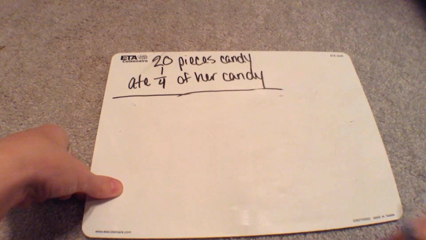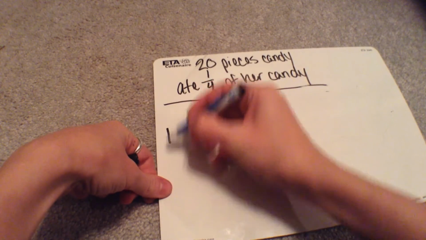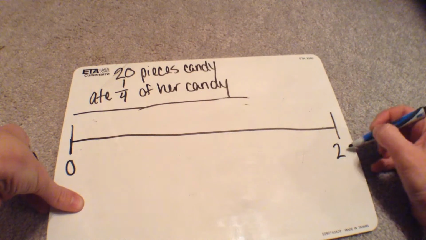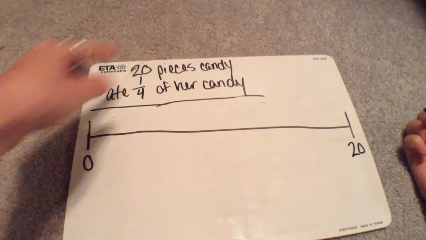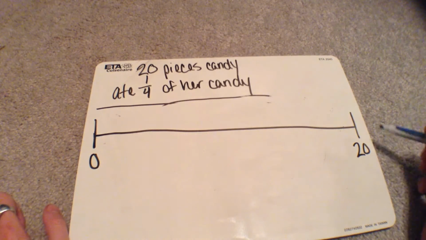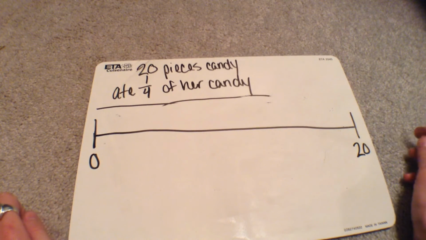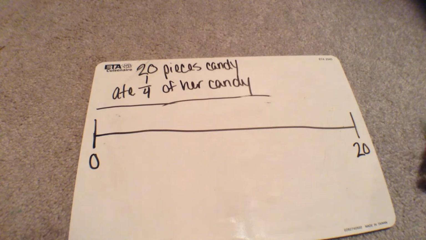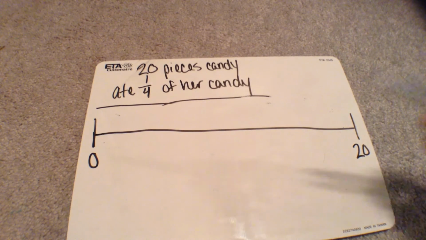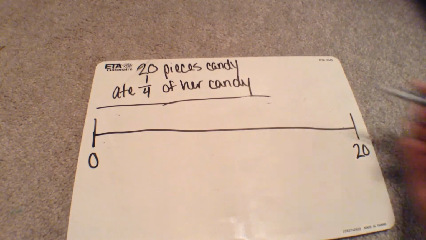So I'm going to start at 0. I'm going to go all the way to 20, because 20 is our whole. That's how many pieces of candy Sally had. Now I have to break this up, just like I did my counters. I have to break it into 4 equal pieces. Now I know that 10 is right in the middle of 0 and 20, so I'm going to start there.